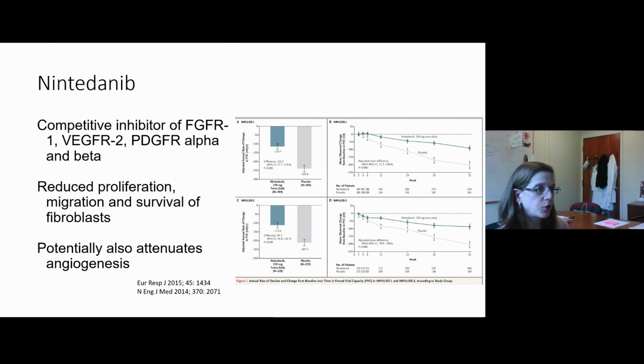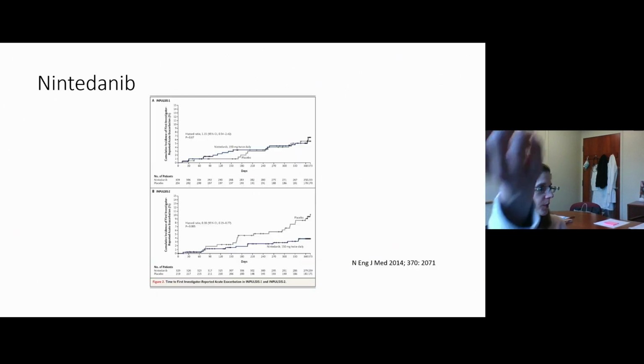And similarly, with 2 very large trials, it was demonstrated that a very similar slowing of decline in pulmonary function was noted in patients who were treated with nintedanib for IPF compared to placebo. In this study, they also demonstrated a delay to the time of onset of acute exacerbation in those patients who received nintedanib.